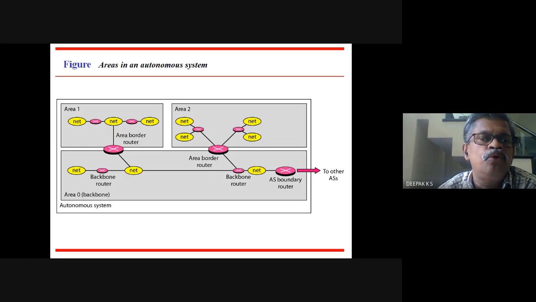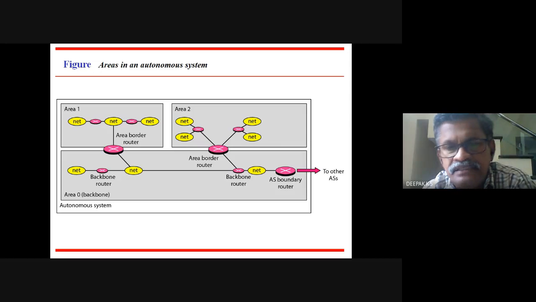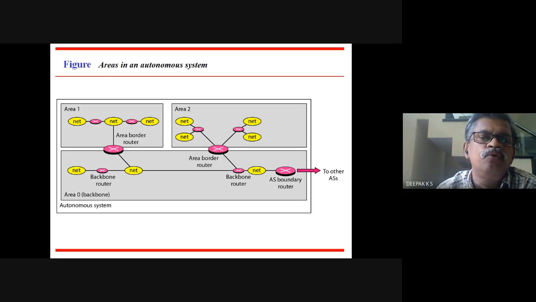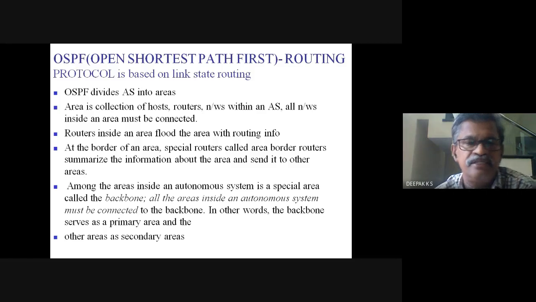So this whole thing is an autonomous system that itself is divided into area 1, area 2, and area 0. This is called the backbone. All other areas should be connected to this. Now this would go to another autonomous system. For every area there would be an area border router. So OSPF divides the autonomous system into areas with a router at the border and a backbone, which is area 0, and all areas should be connected to the backbone. That is what is written here.